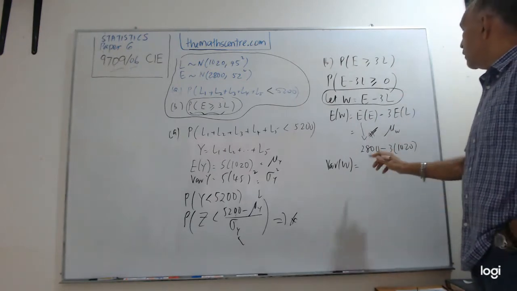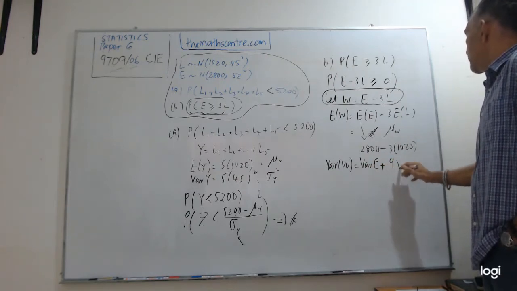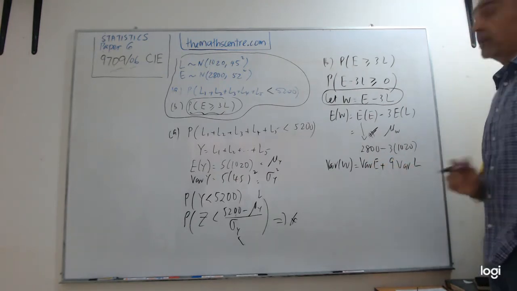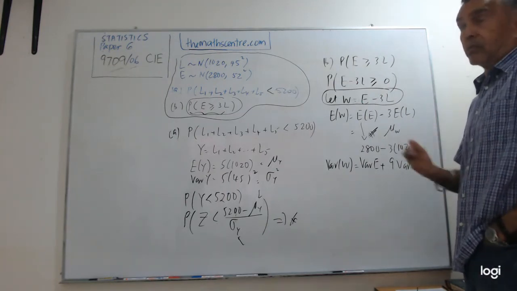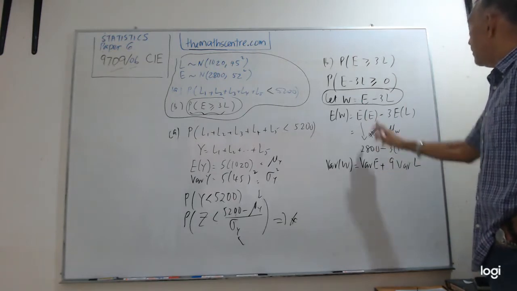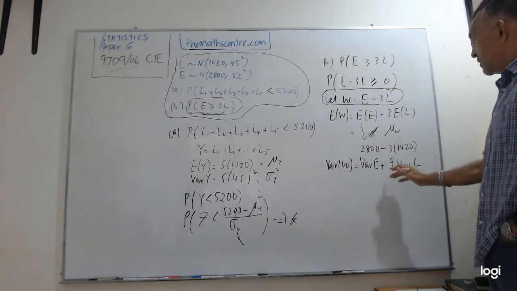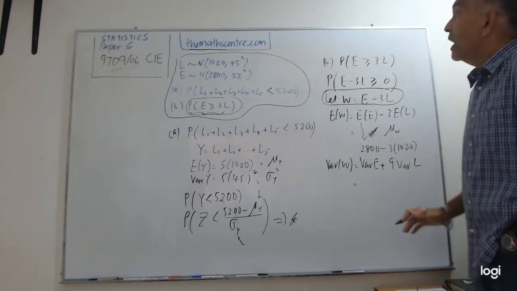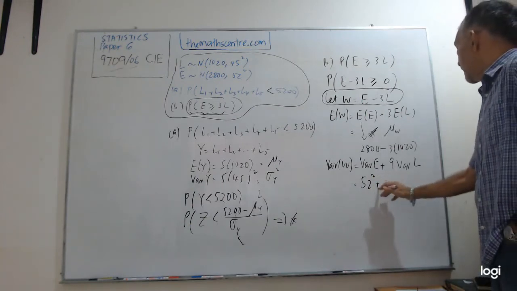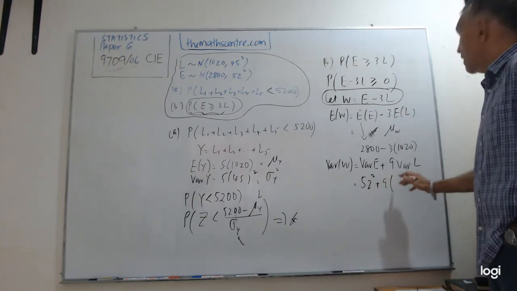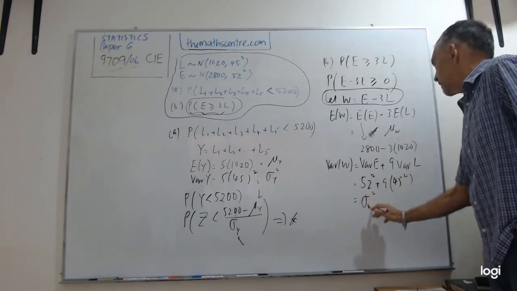The variance of W will be the variance of E plus 9 times the variance of L. Careful here. It's A squared variance of X. Remember, if Y equals AX, the variance of Y is A squared variance of X. So now I have the variance of E. Remember, there's a minus here. Don't let it bother you. It's minus 3 squared, which is plus 9. So what's the variance of E? That's 52 squared. And plus 9 times the variance of L, which is 45 squared. And you'll get some number here.